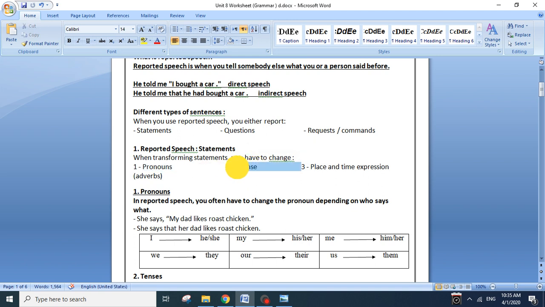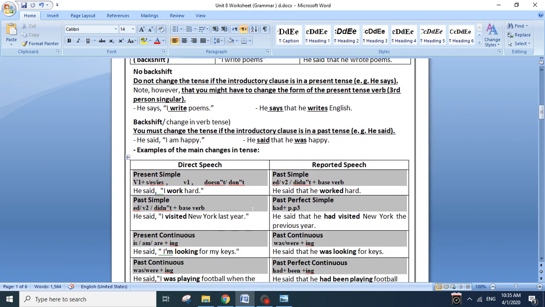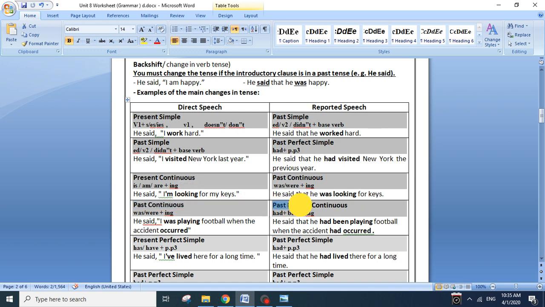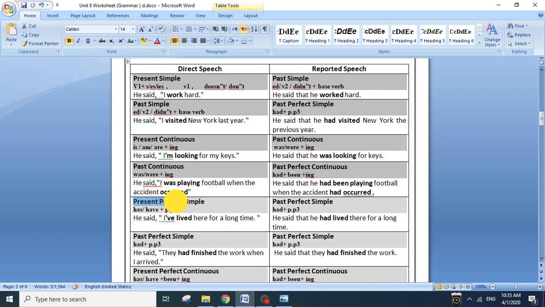Second thing, which is the tense. You have to do back shift. Now, what does back shift mean? It means that you have to go from present to past. Look, for example: from present simple, you have to go to past simple. From past simple, past perfect simple. From present continuous, past continuous. From past continuous to past perfect continuous. Present perfect simple, past perfect simple.